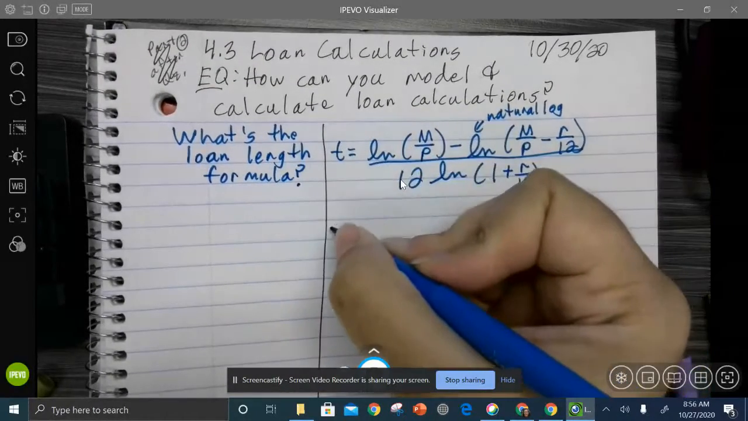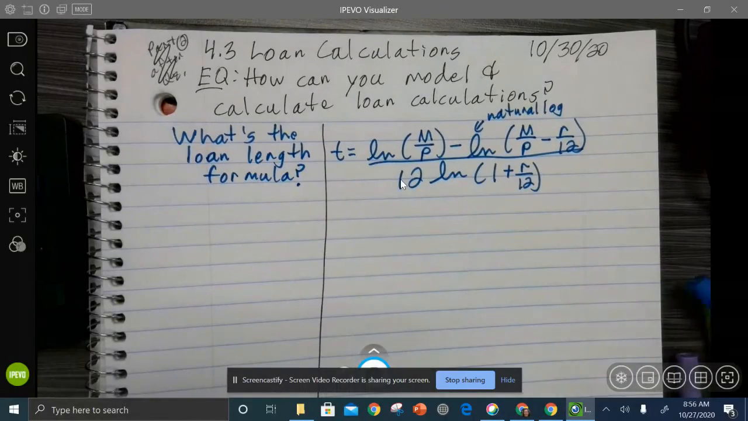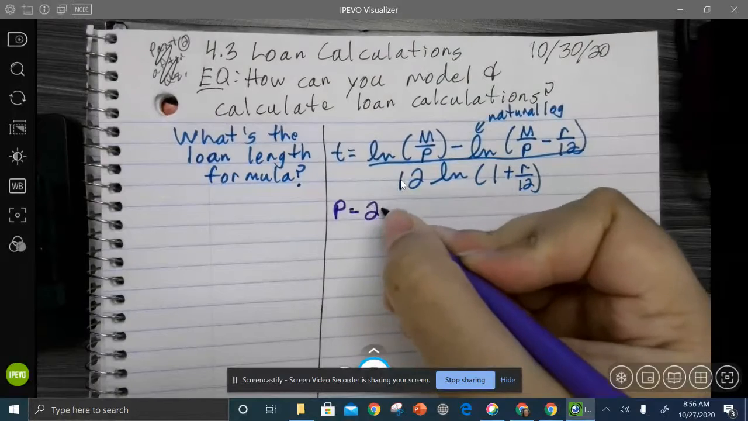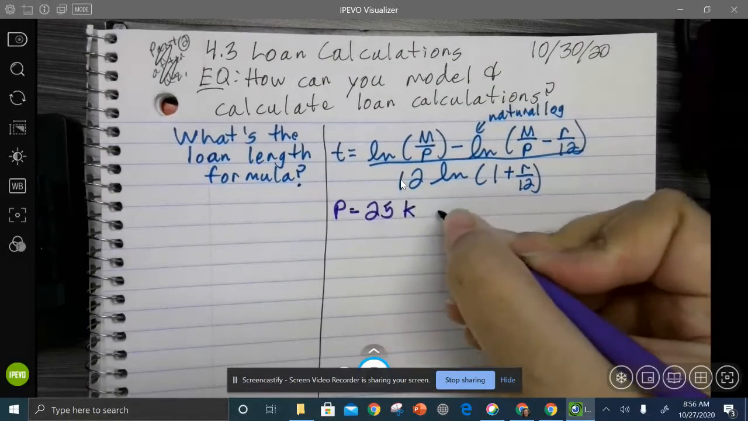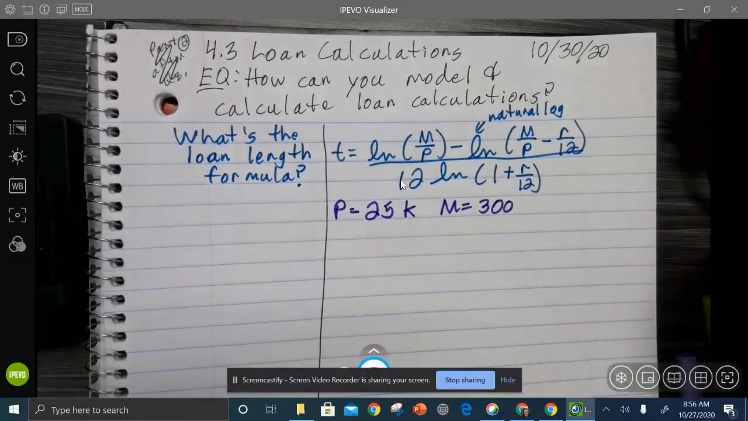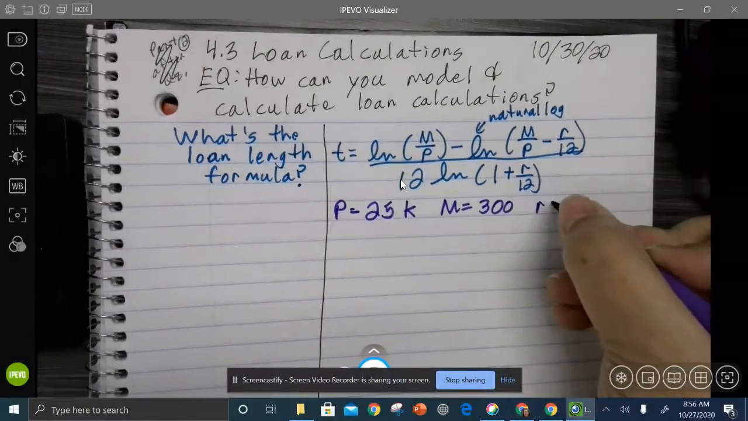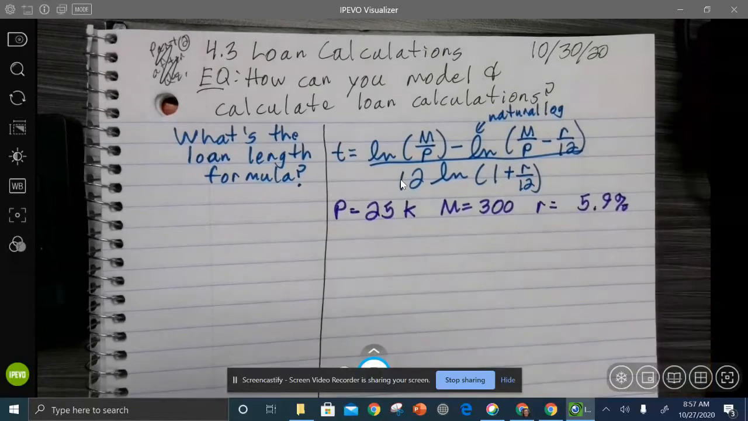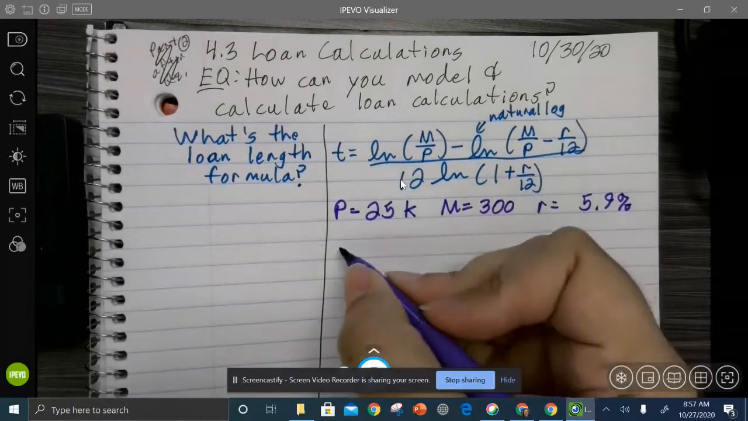Okay, so let's say that we want to make a loan of $25,000. The monthly payment is going to be $300. The rate is 5.9%. Okay, so we're going to go ahead and put that in.